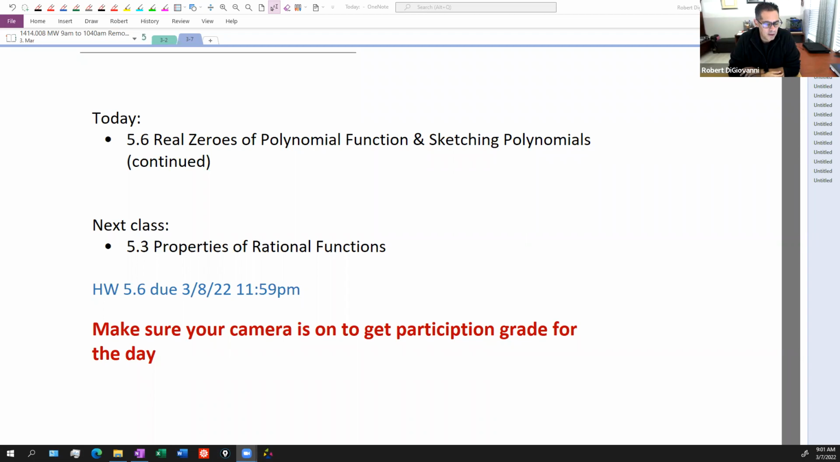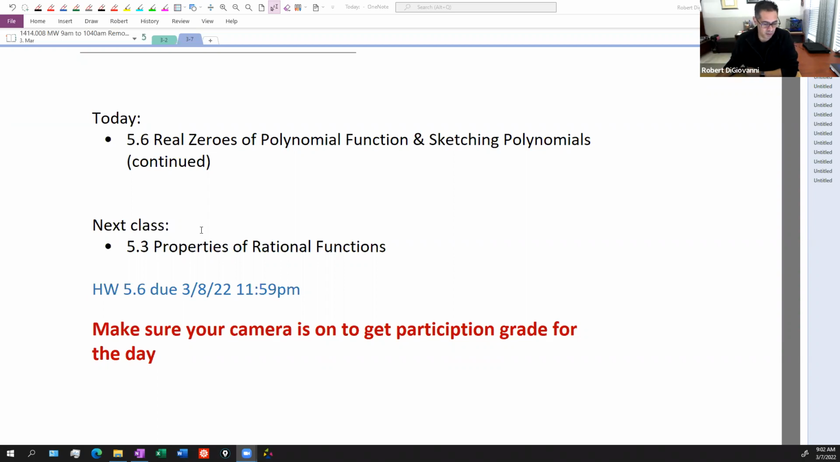Today is our last week before spring break, right? Next week is spring break. So we're going to cover two topics this week. We're going to finish up what we were doing last week with synthetic division and using that to help us factor, and then ultimately sketching polynomial functions. And then next class, we're going to start the rational functions, which is the next type of function we need to be able to sketch. Then we'll have our spring break.